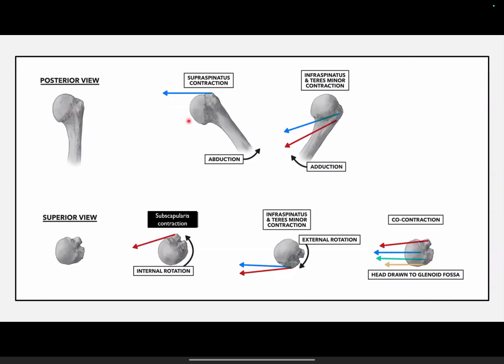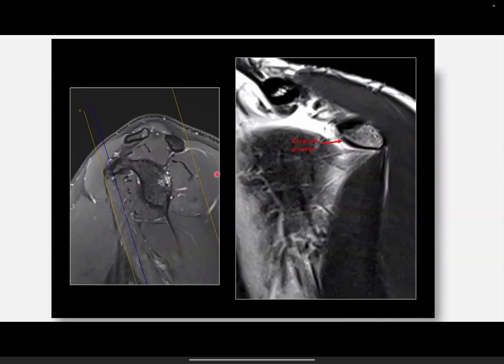So this is a diagrammatic representation of the function of the muscles. You can see supraspinatus abduction, infraspinatus and teres minor adduction, subscapularis internal rotation, infraspinatus and teres minor external rotation. Now we'll see the anatomy on all three planes of the rotator cuff. In this image, the most anterior landmark is the coracoid process. On the sagittal image you can see the coracoid process in the anterior region, and this is the short head of the biceps, which attaches at the tip of the coracoid process.